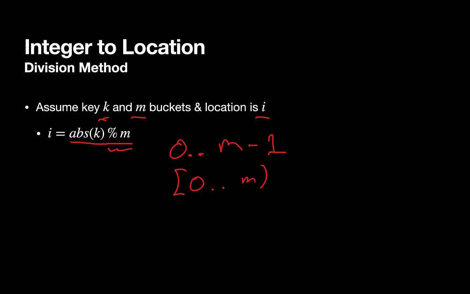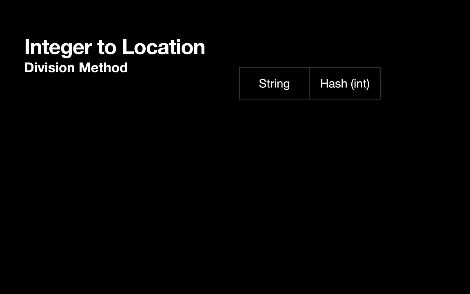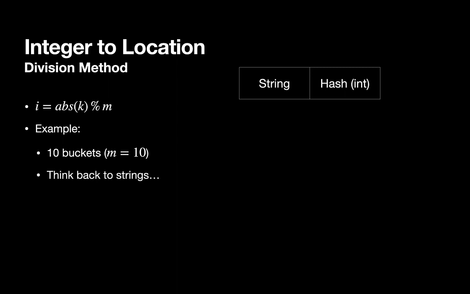Okay, so this is really straightforward. You just do a modulus with the size of your hash table, the number of buckets or the number of slots you have available in it. So let's go back to an earlier example and look at how this will play out. We'll go back to our string example. We'll use this formula to determine the location, and we'll assume that we have a total of 10 buckets. So our m would be 10. And we'll think back to the various string examples that we used earlier.